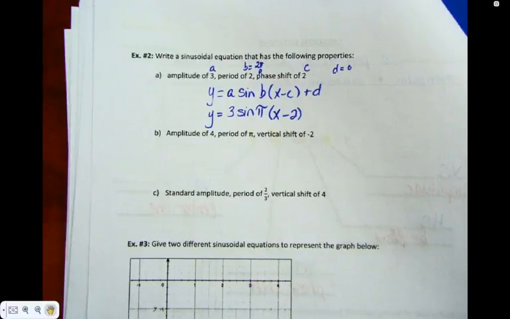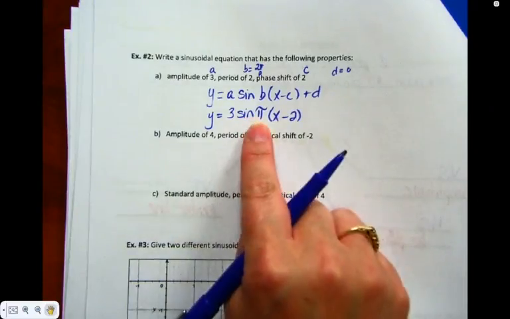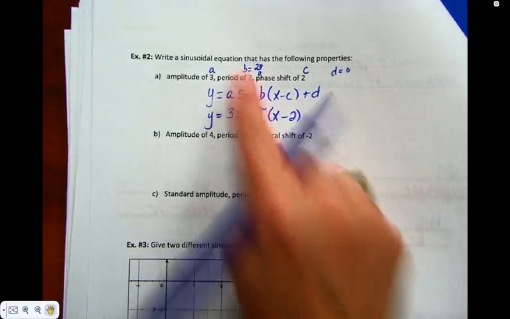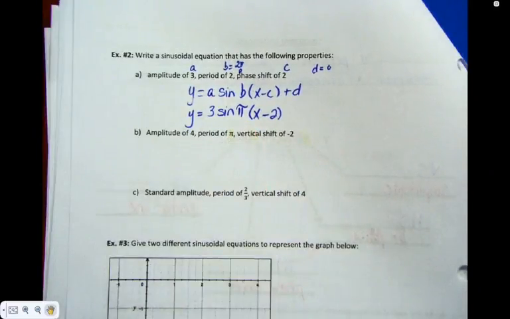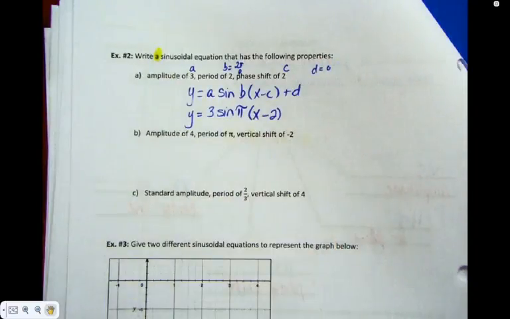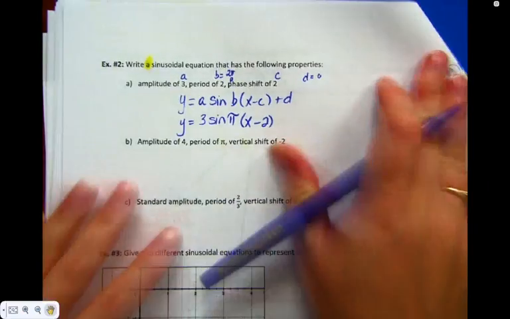Common mistakes. What your brain is going to want to do, it's going to want to put a 2 right here, because you're just going to see period of 2 and you're going to sub it in. You need to remember that B represents 2 pi divided by the period. The other thing with these is it just says write a sinusoidal equation. It doesn't say the sinusoidal equation. Let me give you another one that has the exact same properties.